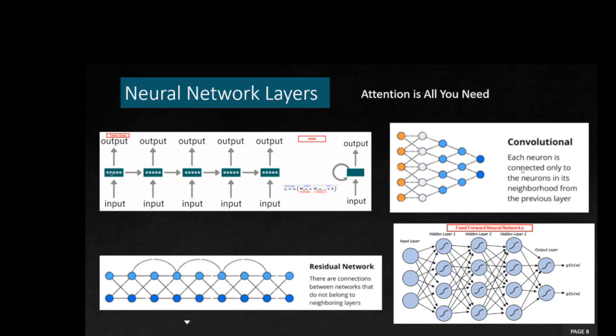I'll just go through it quickly. This is called the convolutional layer, where each neuron is connected only to the neurons of its neighbors from the previous layer. For example, you see that this one is connected to these two, this one is connected to these three, this one is connected to these three, and this one is connected to the previous nearest neighbors.